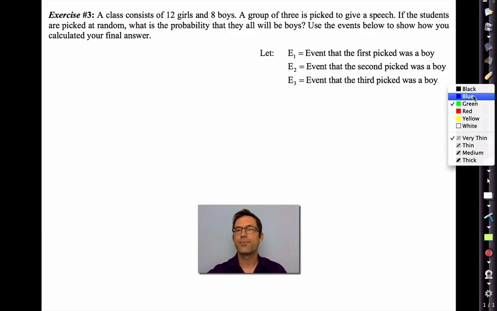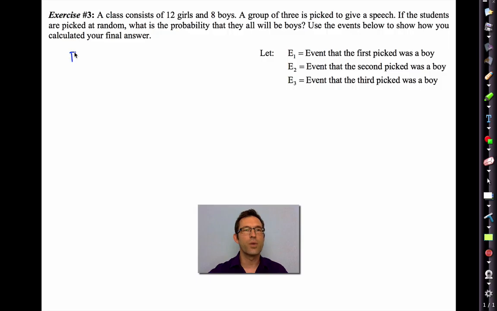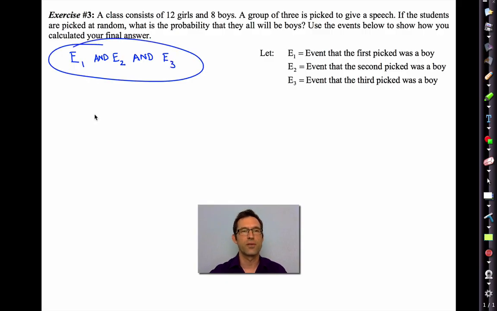At the end of the day, what we want is this more complicated event. We want a boy picked on the first and a boy picked on the second and a boy picked on the third. So this is the overall event that we're looking for the probability of. So I'm not going to rewrite that. I'll just do something like this.